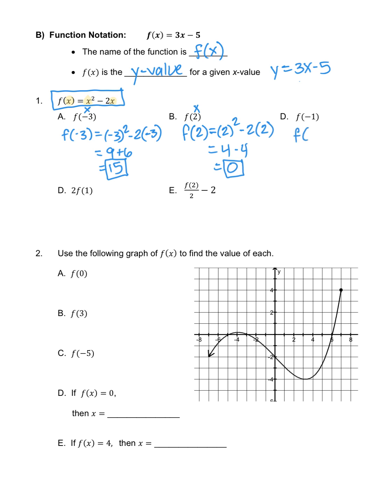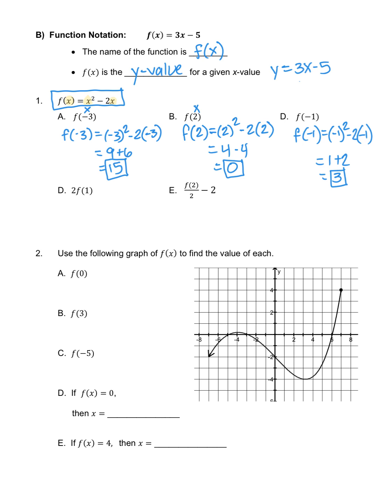Now f of negative 1. Let's go ahead and plug that into our equation. So our x squared, we will put negative 1 squared minus 2 times negative 1. Now we can solve. Negative 1 squared is 1. Negative 2 times negative 1 is positive 2. Now we have 3.